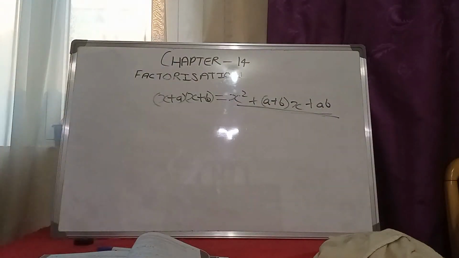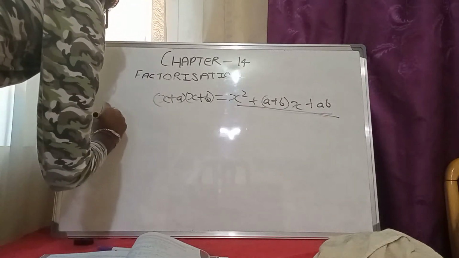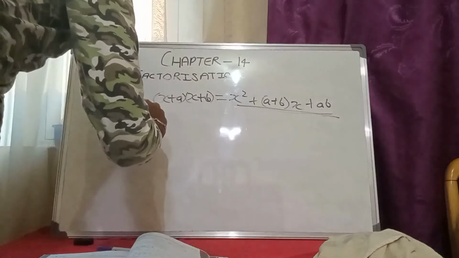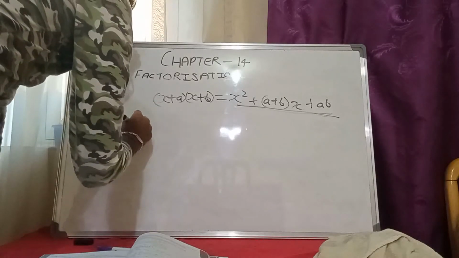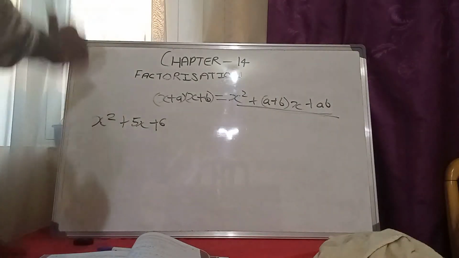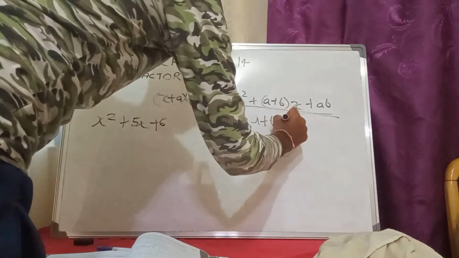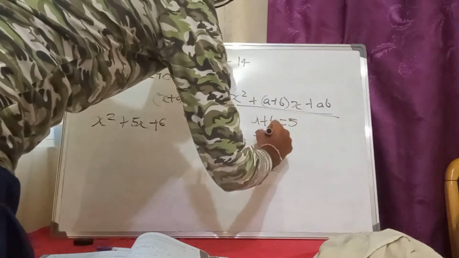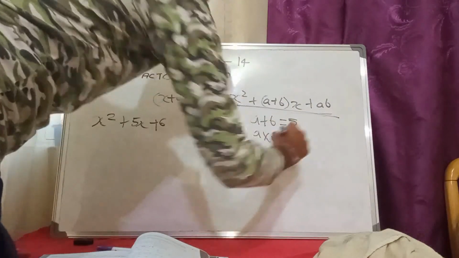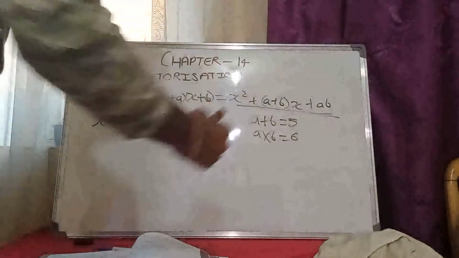So now, for example, we take x square plus 5x plus 6. So we know that a plus b equals 5 and a into b equals 6. So we have to find a and we have to find b. How are we going to find this?